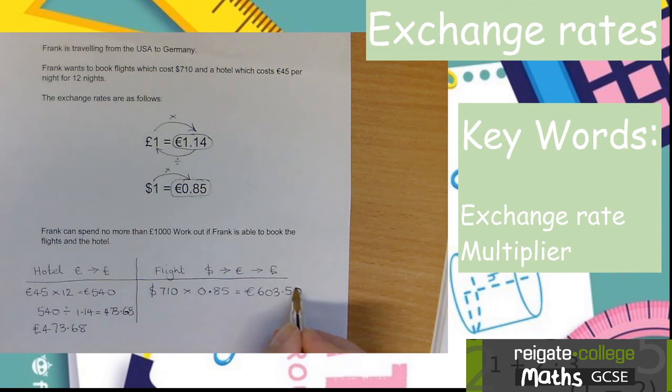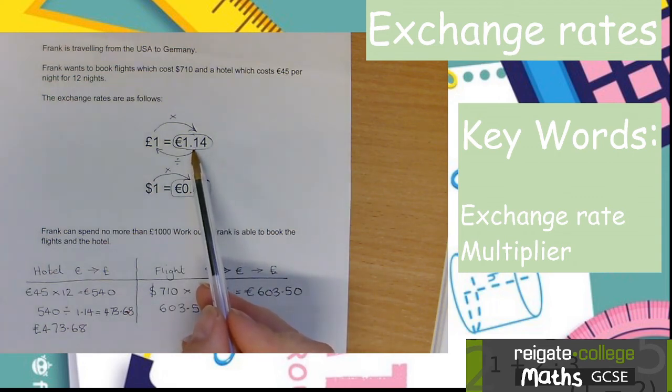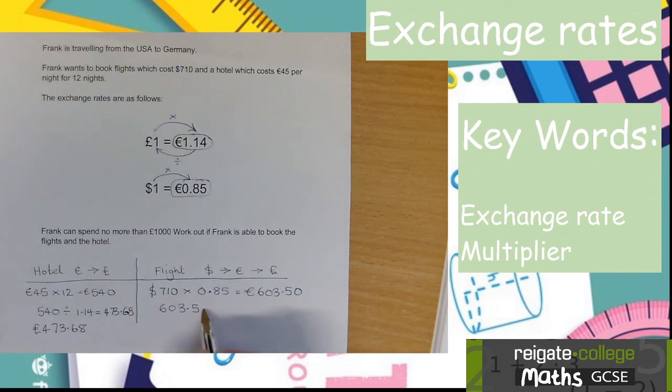€603.50. But for my final calculation, I now need to take that figure and convert it into pounds using this euro to pound conversion. So I'm now going to divide that figure by 1.14. That means in pounds, Frank's flight would cost £529.39.